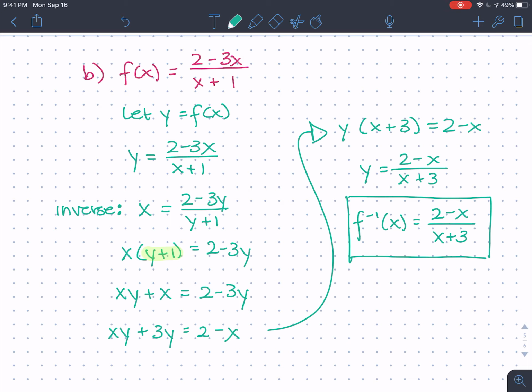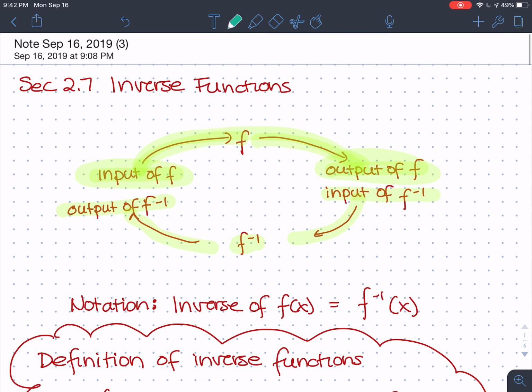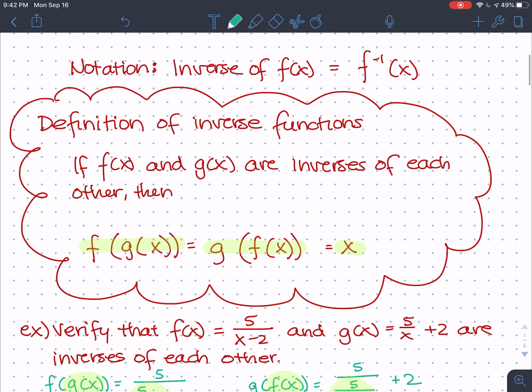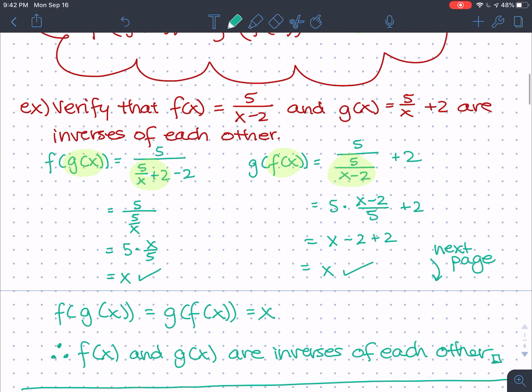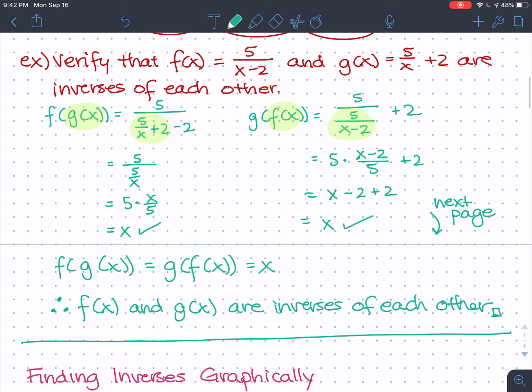So there's finding inverses in a nutshell. Let's do a quick recap. I'm going to scroll back to the beginning. All right, remember inverse functions undo each other. The input of one becomes the output of the other, and vice versa. We have our composition definition of inverse functions: f of g of x equals g of f of x equals x. So to verify that two things are inverses, you have to check both ways. And don't forget to make this final statement in your proof. Otherwise, you will not get full credit.